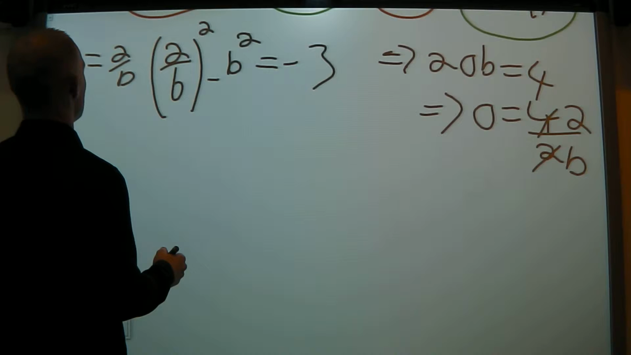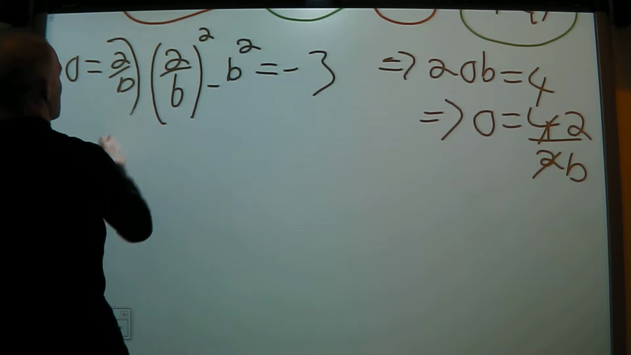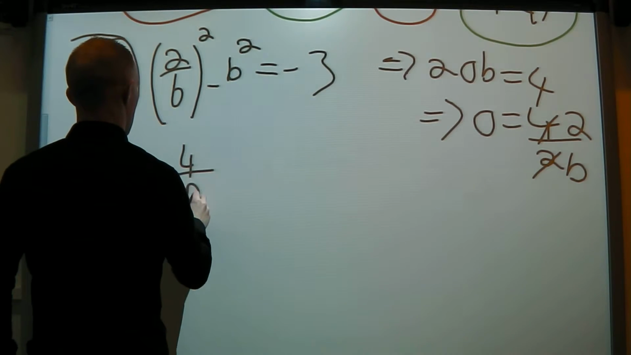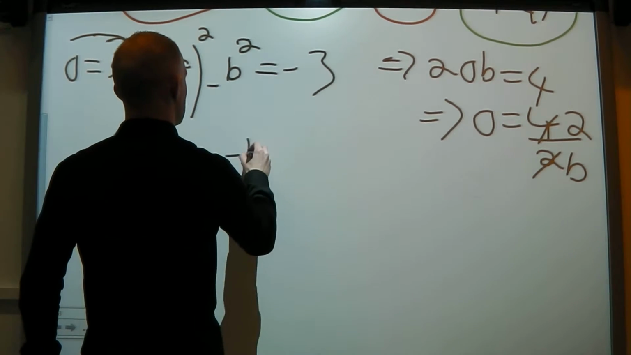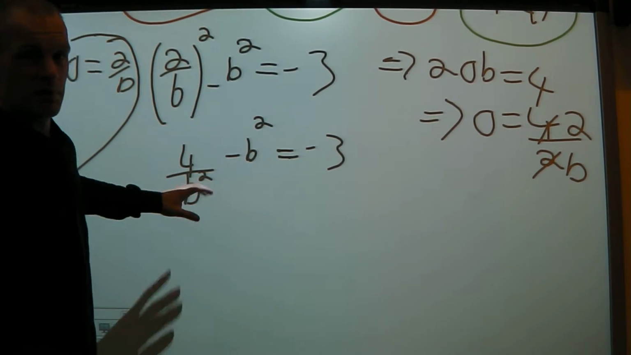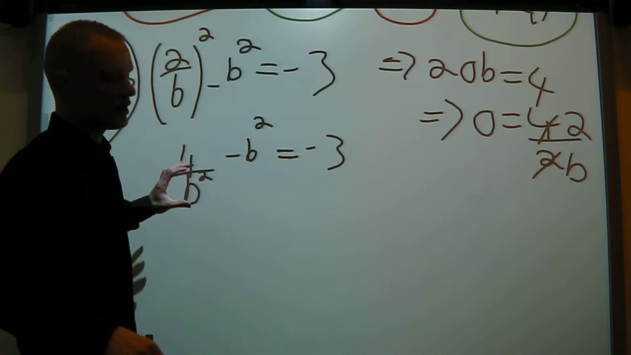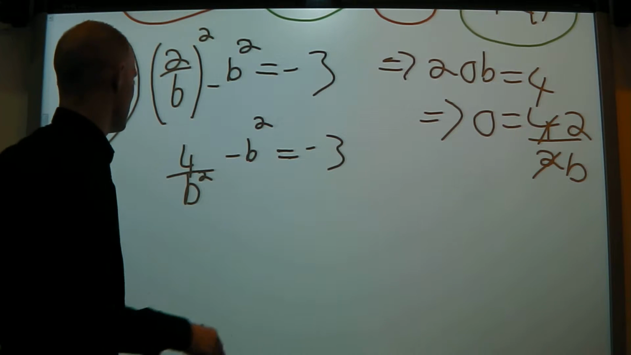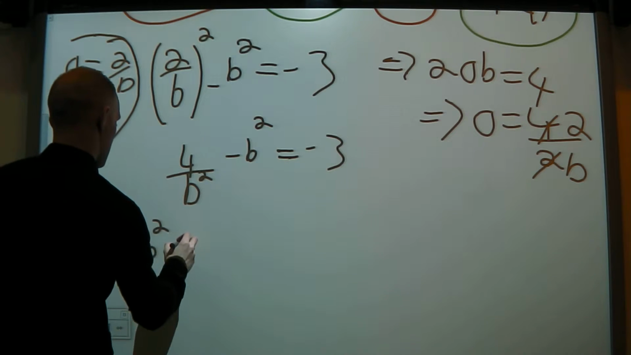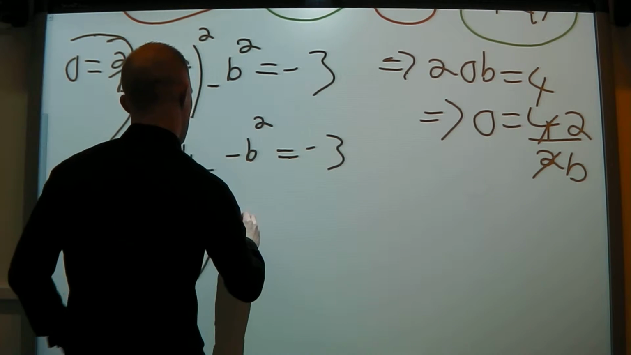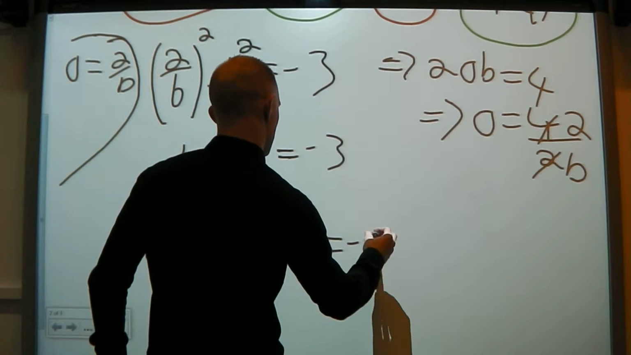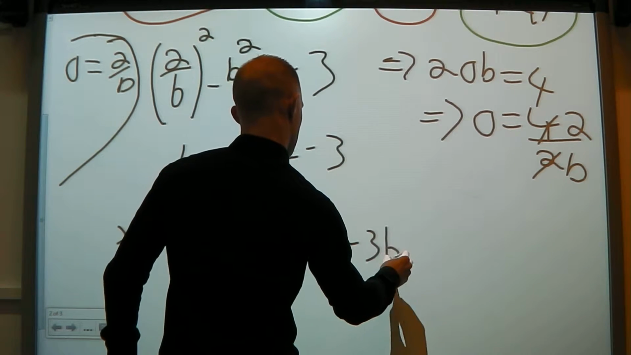So we're going to work that out now. Let's just step it there. 4 over b squared minus b squared is equal to negative 3. Well, we have b squared in the bottom, so really we have to multiply every term by b squared in order to get rid of the denominator here. So multiplying by b squared, that implies that 4 minus b to the power of 4 is equal to negative 3b squared.